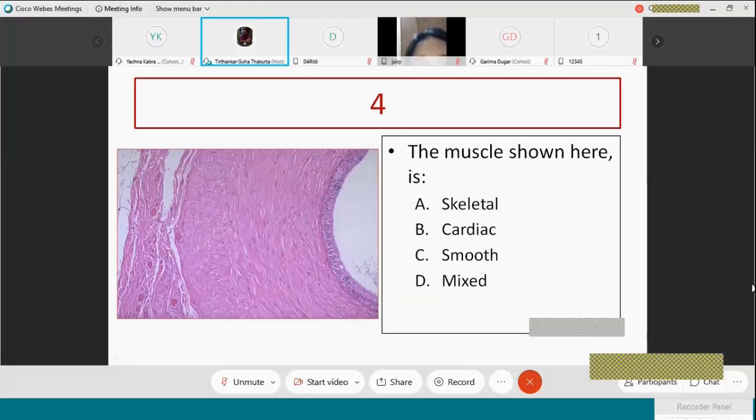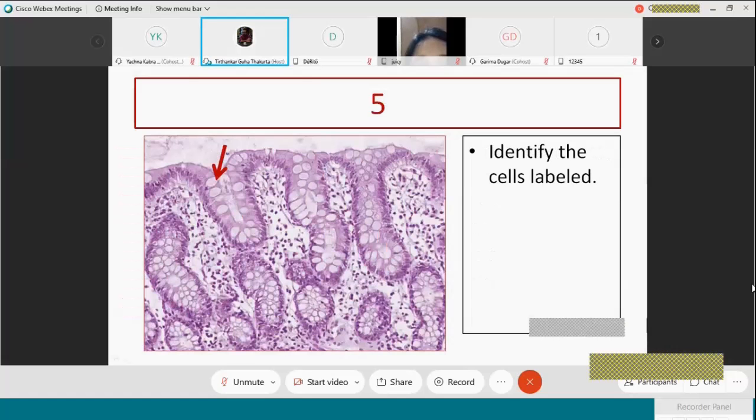You can see here, we have shown here some glandular epithelium. Some pale cells have been labeled by an arrow. What is the name of these pale cells? The colorless cells that we are seeing here.